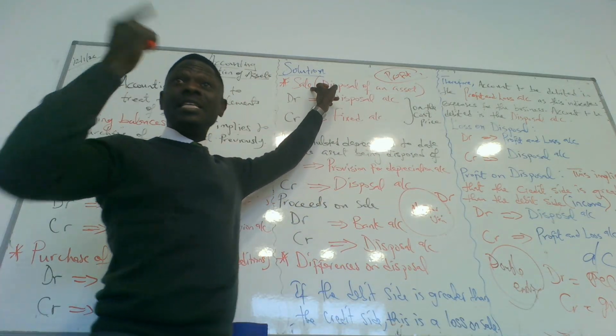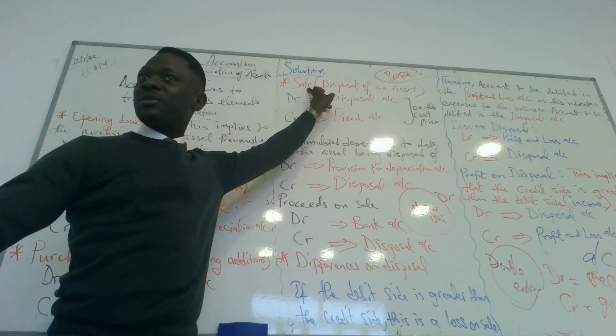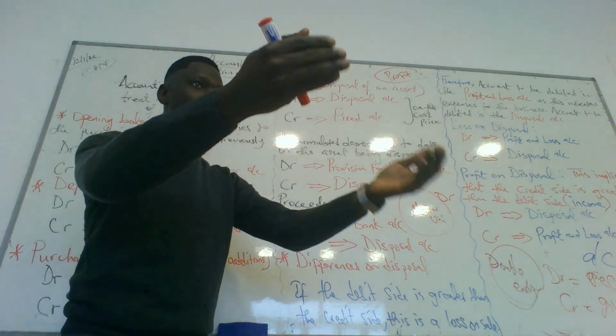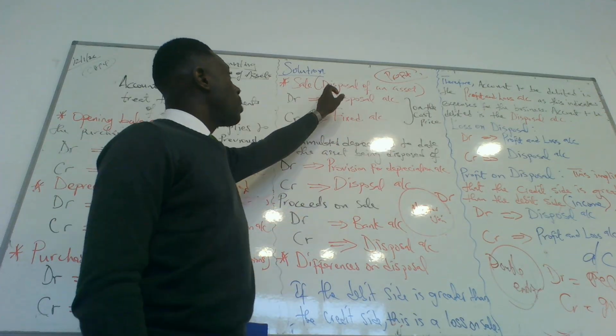We start thinking about selling the asset. It has finished its economic life, so we can't keep it anymore. We sell it to have money, then we can buy a new one. So what do we do when we want to sell?